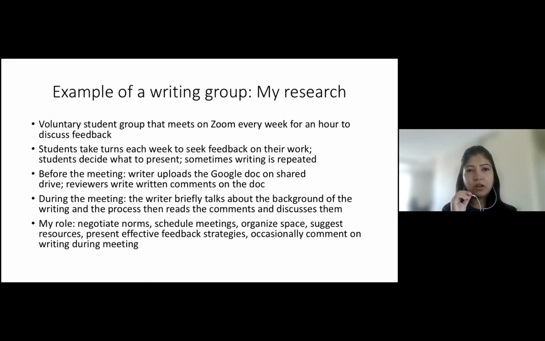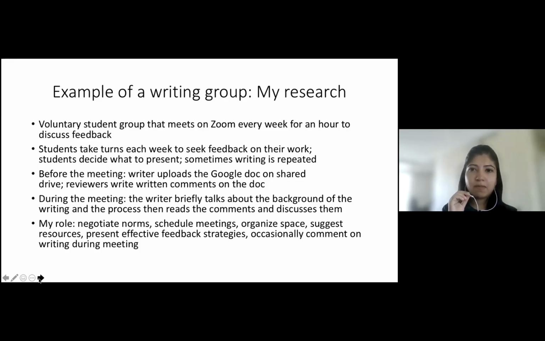My role was especially important in the beginning, in the setting up of the groups, but now I'm feeling that I'm less and less involved as students have taken over and are managing things on their own. My job was to negotiate the norms, set them up, schedule the meetings, and organize the space. From time to time, I suggest different resources to them, mostly online. There are tons of resources available, so I just let members know about that.